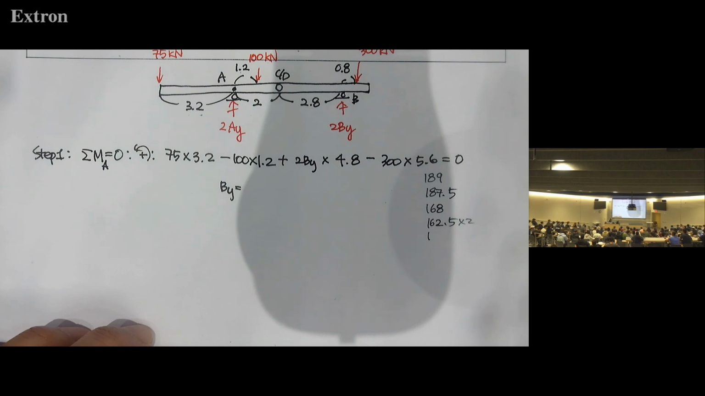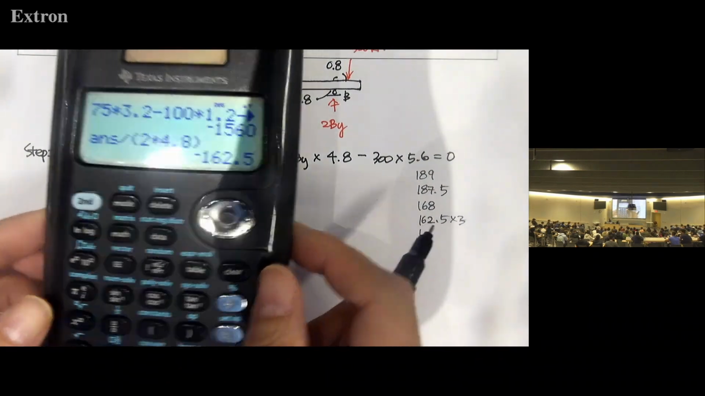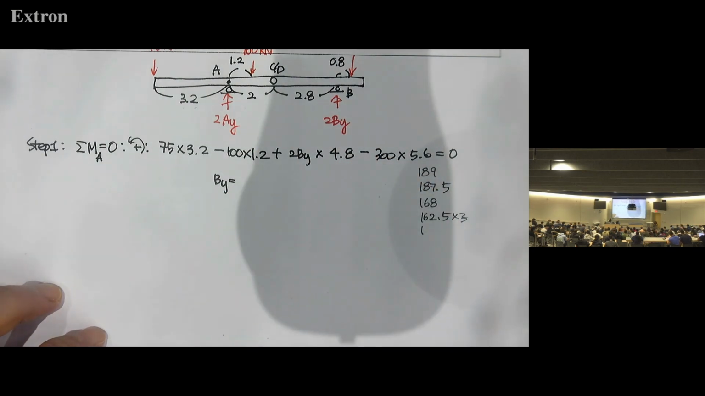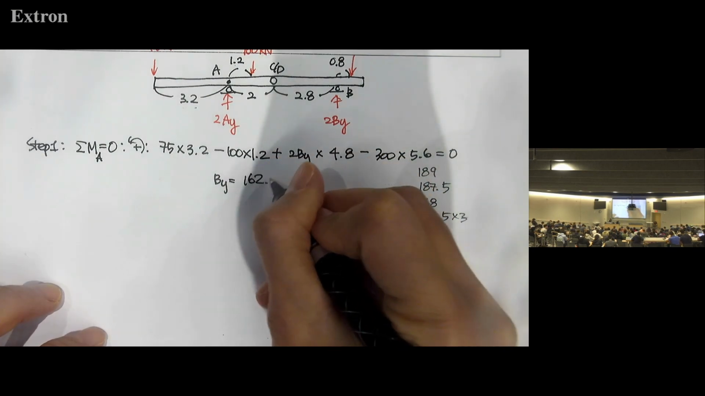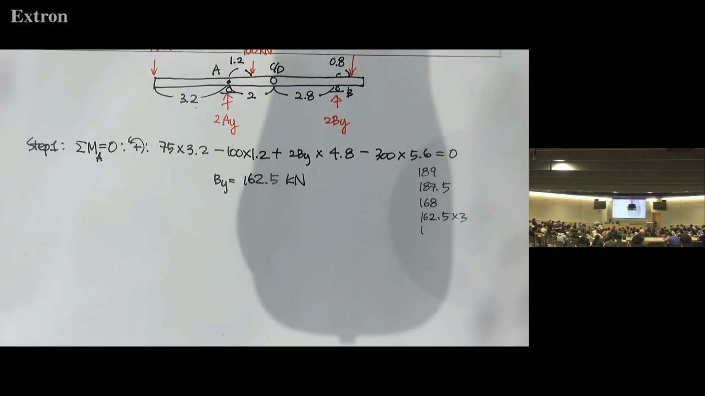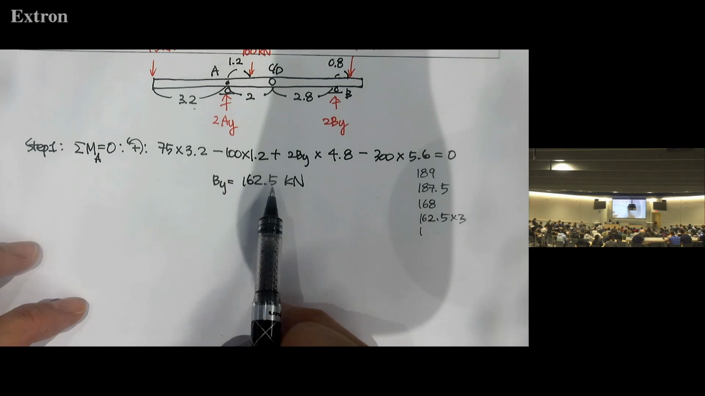162.5, so 3 votes. I got 162.5 as well. Okay, so BY is 162.5.